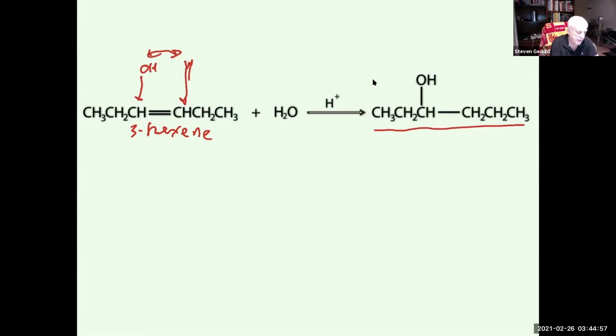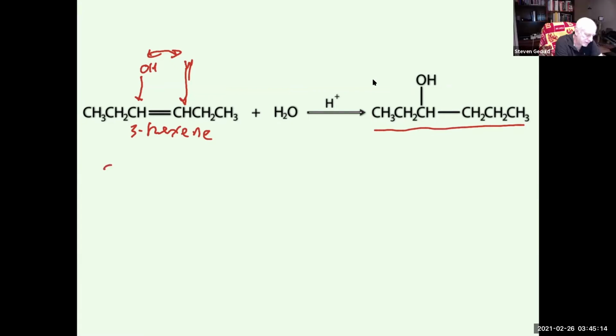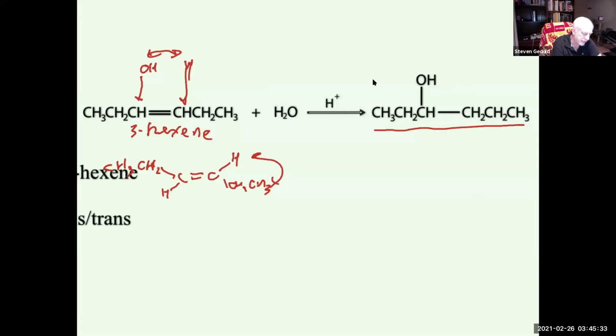Looking at the reactant, is a cis-trans isomer possible with the 3-hexene? Yes, it is. Perfect. Because you write it like this: CH3, CH2, CH, double bond, CH, CH2, CH3. There's your trans isomer. If I switch these around, that would be cis. So a cis-trans isomer is possible with this compound.